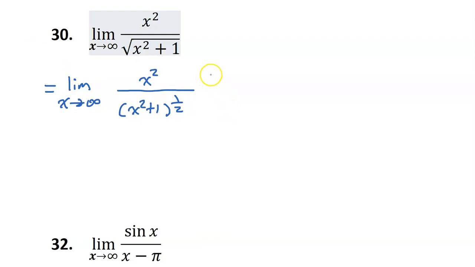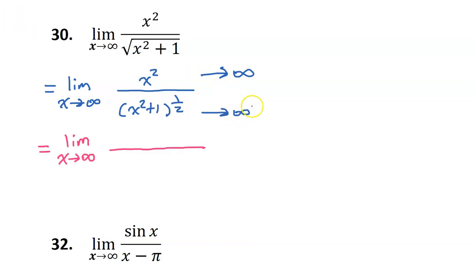It is absolutely mandatory that you show this one little step for full credit. You must show that the numerator is approaching infinity and the denominator is also approaching infinity using these arrows. Since we are approaching infinity over infinity, we can go ahead and use L'Hopital's rule.